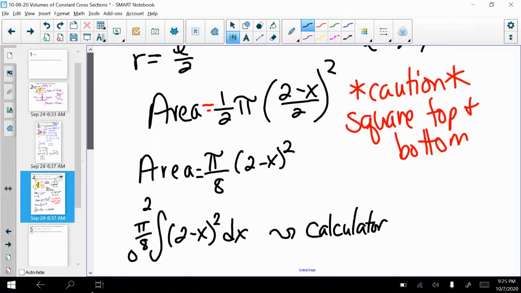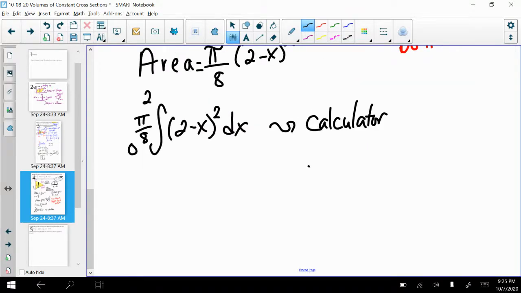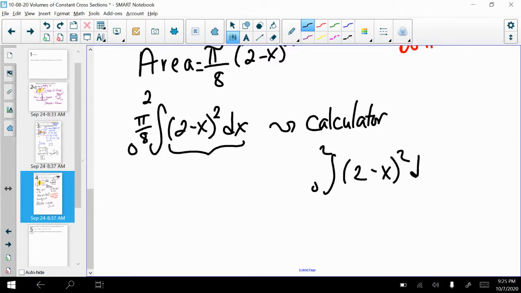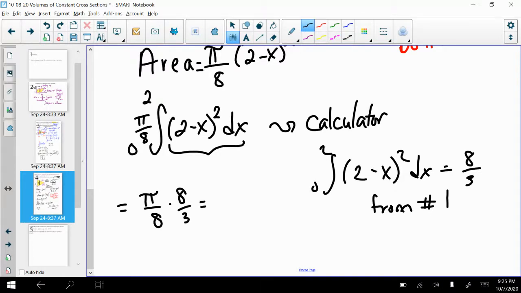So since we've already done this integral right here on the earlier page, from 0 to 2 of (2 minus x) squared was 8 over 3 from number 1, we can see that this answer is going to be pi over 8 times 8 over 3, and you're going to get pi over 3 for your final answer. You can check that in your calculator and let me know if that doesn't make sense. Some of those arithmetic shortcuts we took there.